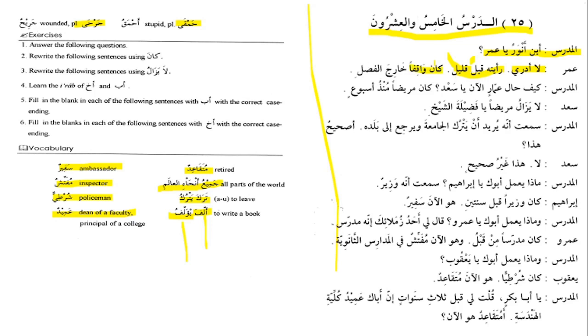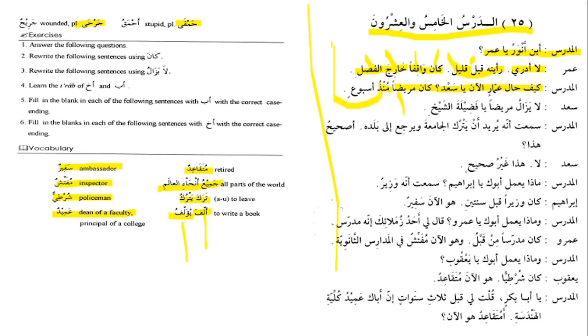كان واقفا. See, كان and then واقفا is your خبر كان, and اسم كان is مستتر in this case. كان واقفا خارج الفصل. خارج means outside and it's also مضاف. الفصل, outside the class. So he was standing outside the class. كيف حال عمار الآن? That's what the teacher is saying. How is the condition of Ammar now? Ya Sa'd, how is Ammar now? Kana maridan. Khabaru kana mansubun.